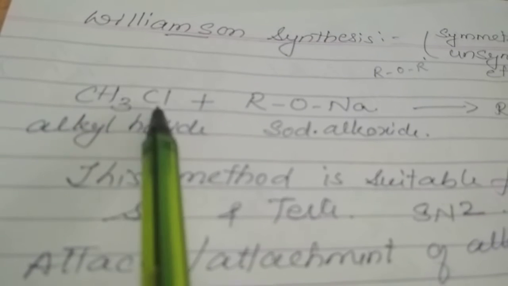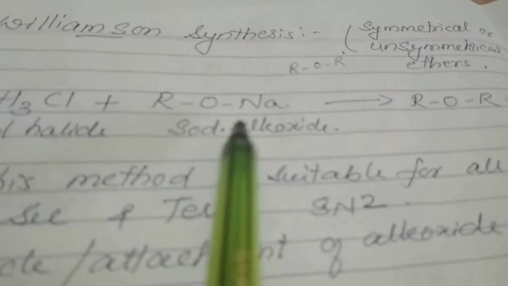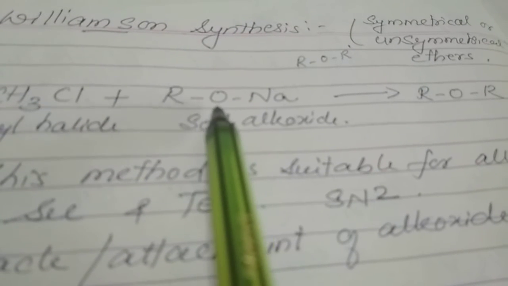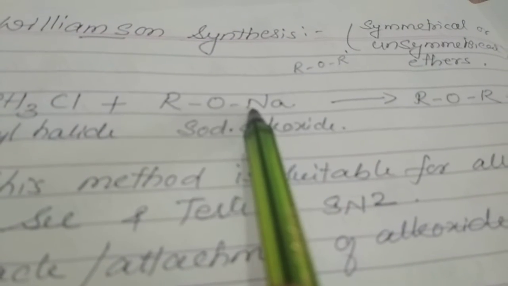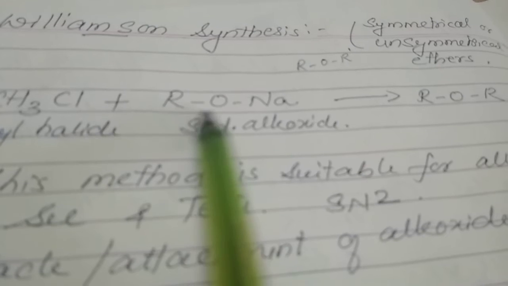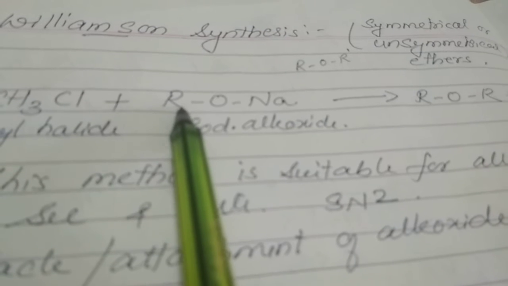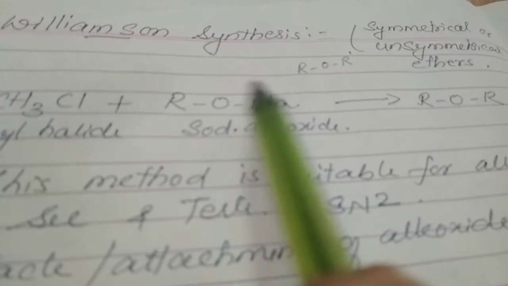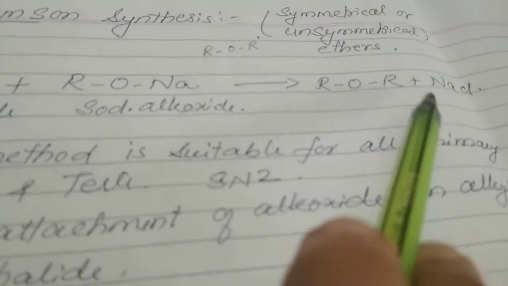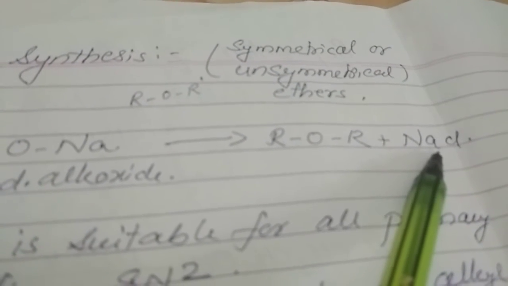So the method is: alkyl halide, we have taken methyl chloride, which is primary, reacts with sodium alkoxide. Alkoxide means from the alcohol, one H is removed and sodium has been added: RONa. This Na is sodium and this part is known as alkoxide. Same thing when sodium is attached to the phenyl group: from phenol the H is removed and Na is added, and you call it sodium phenoxide. The final product you will always get is ether, and sodium chloride will be a byproduct.